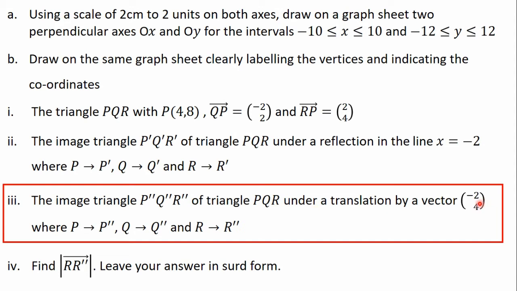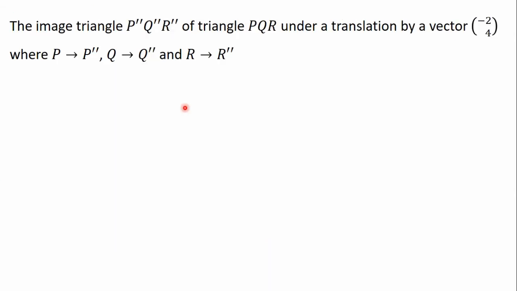So we will use the translation vector (-2, 4) to translate the point P to get P''. Then we use that same translation vector to translate the point Q to get Q''. Then we do the same thing to the point R to get R''. So let's start. The points we are going to translate are point P with coordinates (4, 8), point Q with coordinates (6, 6), and point R with coordinates (2, 4).